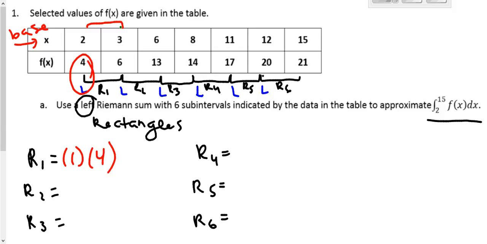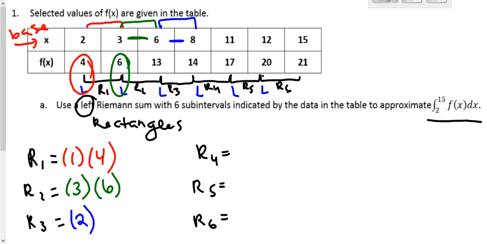Our second rectangle is from 3 to 6, so be careful here because this is not a base of 1, it is a base of 3. These do not have the same base. And then our height is on the left, so our height of that rectangle is 6. And then we look from 6 to 8, so that is a base of 2, and the height is on the left, so this is 13.